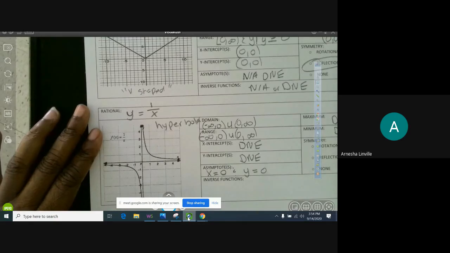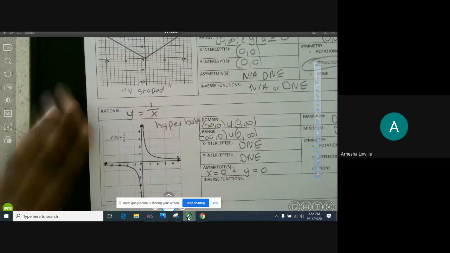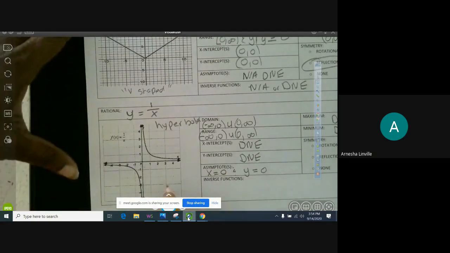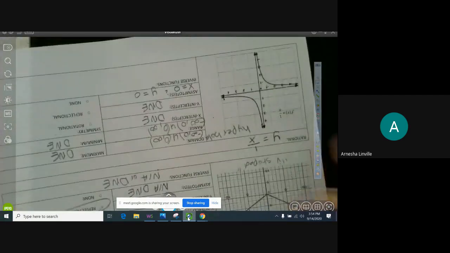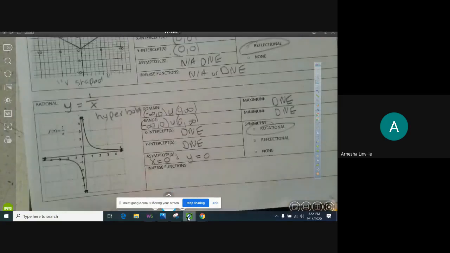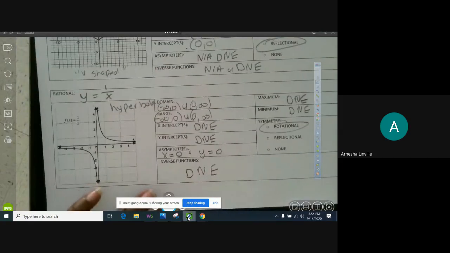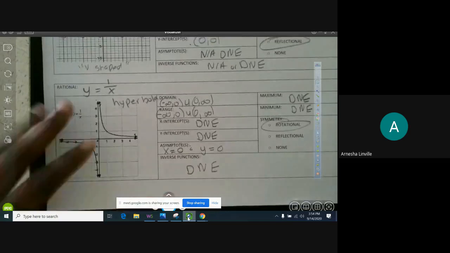Okay, and then when we talk about symmetry, this is not going through the origin, so therefore, let's see, I'll do this upside down. See how that graph doesn't change? It still looks the same. So this has rotational symmetry, and the inverse does not exist. So that's rational.